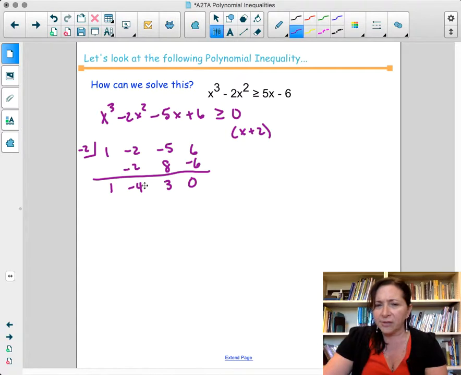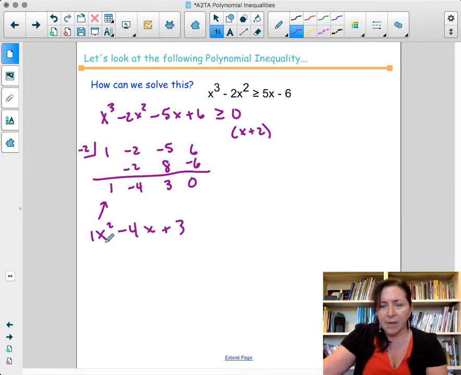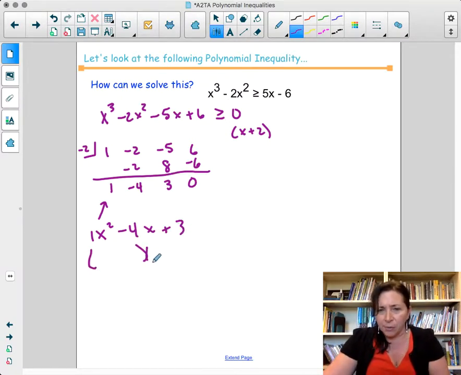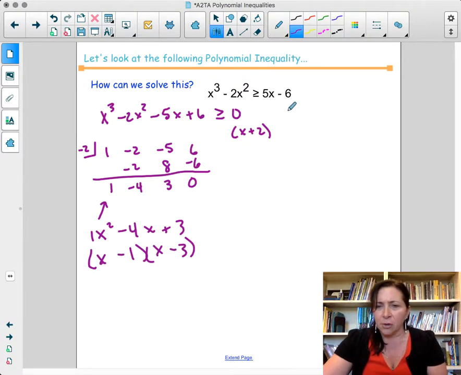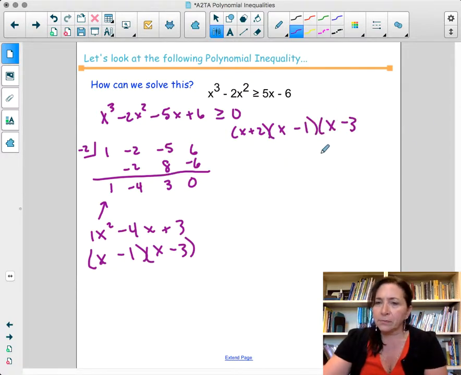Next, it looks to me like all I have left is a quadratic, meaning this value is my 1x squared. That's that 1 right there. This value is my x, so it's going to be minus 4x, and then I have plus 3. And so that's going to factor pretty nicely, actually. That's going to be x minus 1 and x minus 3. So you're going to have parentheses x minus 1 and x minus 3, okay?